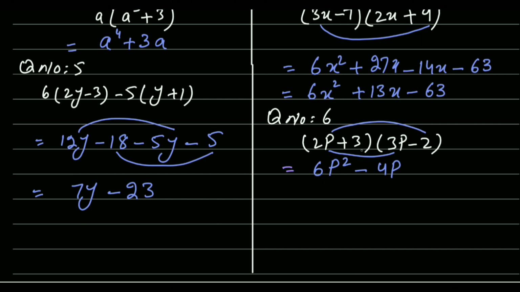Now 3 will be multiplied with 3p, so it will be plus 3 3s are 9p, and plus 3 will be multiplied with minus 2. So plus minus minus. First of all you have to multiply the sign. Then 3 will be multiplied with 2. Like 3 will be multiplied with 3p and 3 will be multiplied with 2. So this is the procedure. So plus minus minus 3 2s are 6.